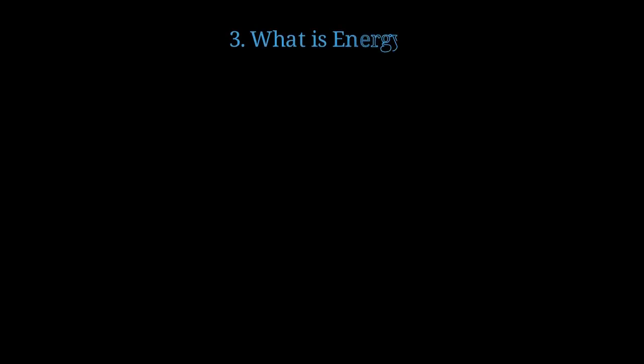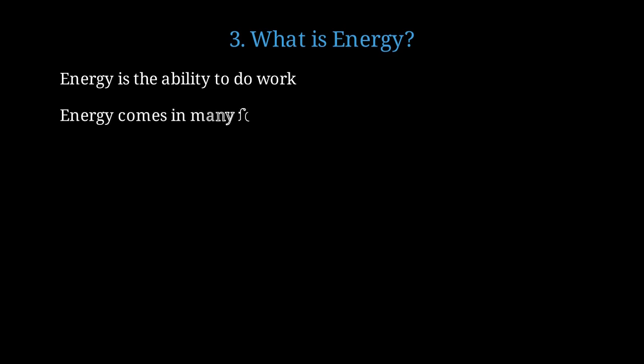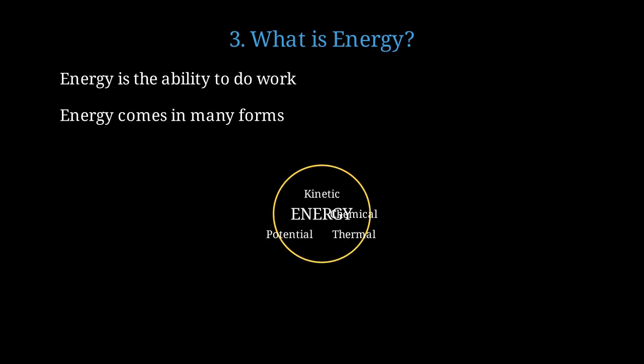Now let's understand what energy is. Energy is defined as the ability or capacity to do work. Energy exists in many different forms, including kinetic, potential, thermal, and chemical energy. Energy exists in multiple forms: kinetic energy of motion, potential energy of position, thermal energy of heat, and chemical energy stored in bonds. Kinetic energy is the energy of motion.